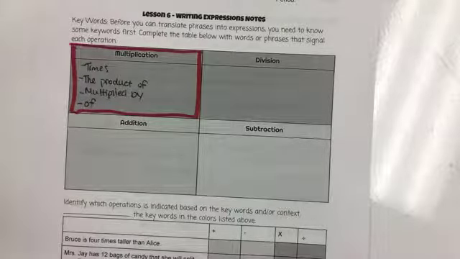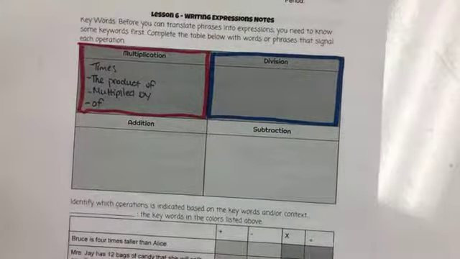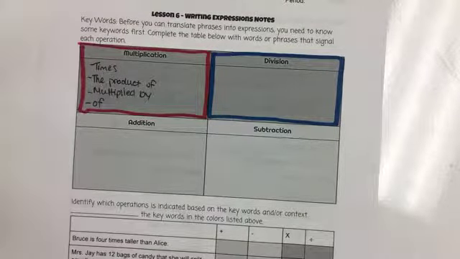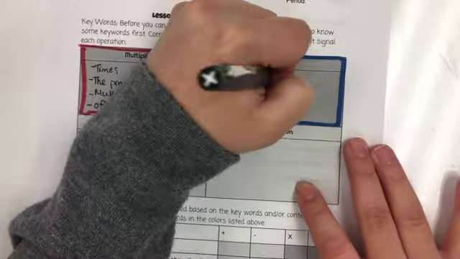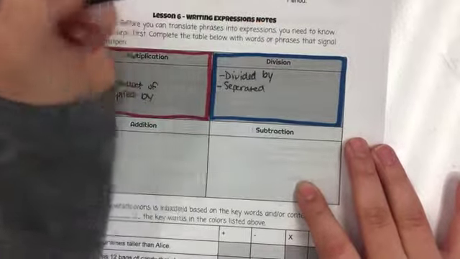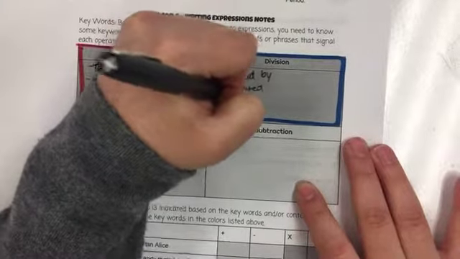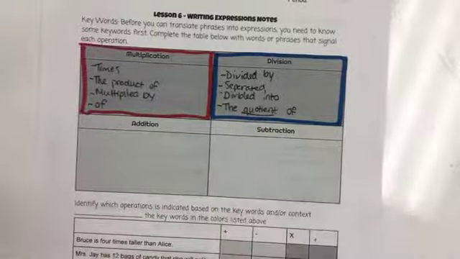Next, we're going to look at division. For division, you're going to use your blue color to either box or shade in the division box. Then we can look at our division words. These may include divided by, separated, divided into, or the quotient of. Remember, quotient is a word that signifies division.